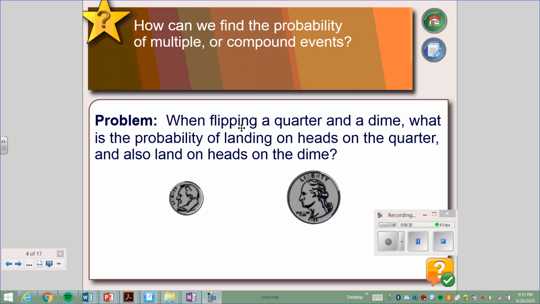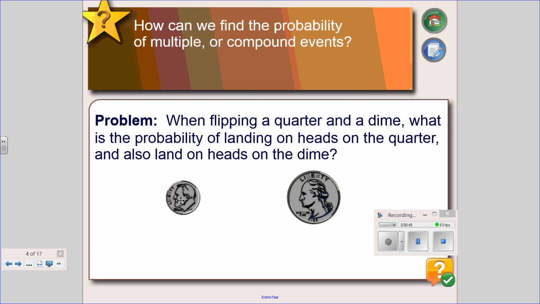The example problem to get us thinking is: when flipping a quarter and a dime, what is the probability of landing on heads on the quarter and also tails on the dime? So this is the example. I want you to think about it. Go ahead and pause the video and see if you can figure out the probability.